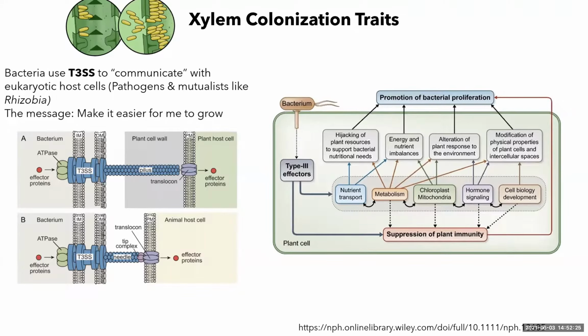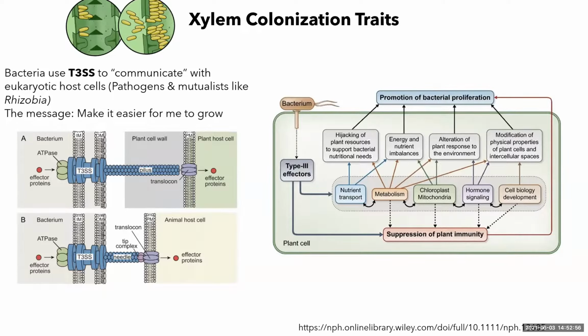And so key things there are increasing nutrient transport to where the pathogen is, shifting metabolism to help promote the pathogen growth. And then also a lot of these effectors can suppress plant immunity. Some of the effectors are kinases or phosphatases that change the phosphorylation cascades. Some are proteases that break down a certain key protein.